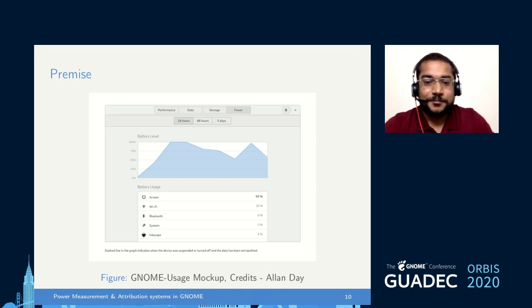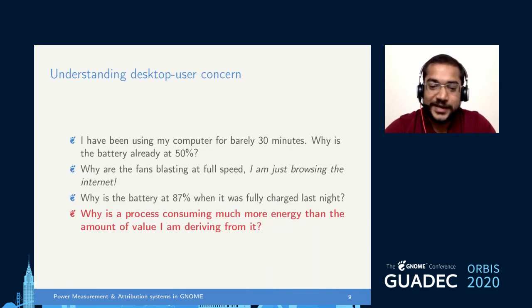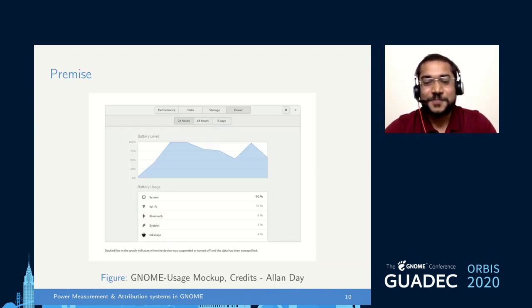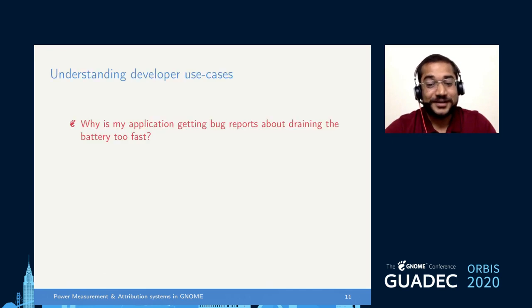All right, so let's say that if you had this kind of an application which told you, hey, your screen consumed like 90% of your power and your Inkscape work consumed like 4% of your power, wouldn't that be absolutely great? You could finally make sense of what all these numbers actually mean. I mean, you could understand where is this 50% and 87% actually coming from, right? So this is the mock-up for gnome-usage, and credits go to Alan. Thank you so much once again for the mock-up and for your help.